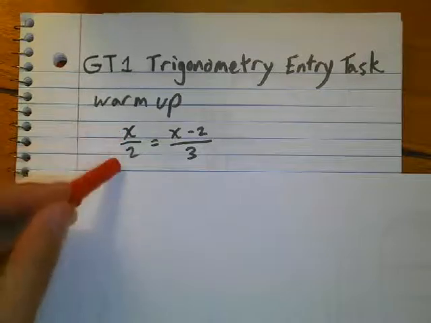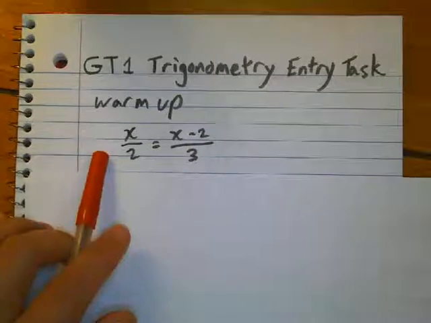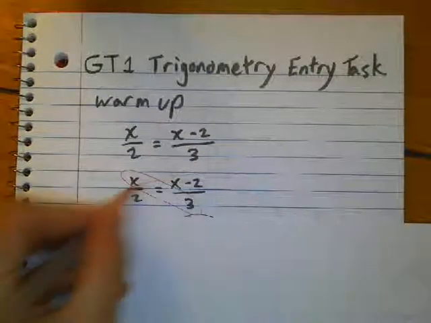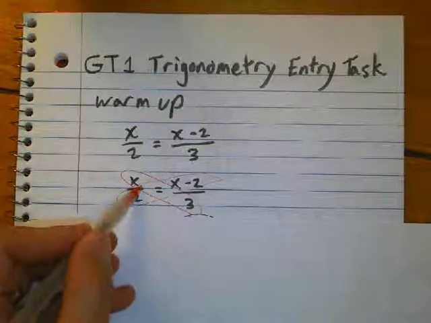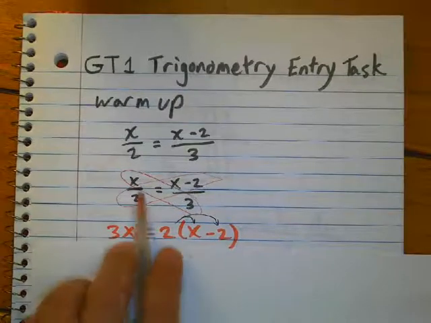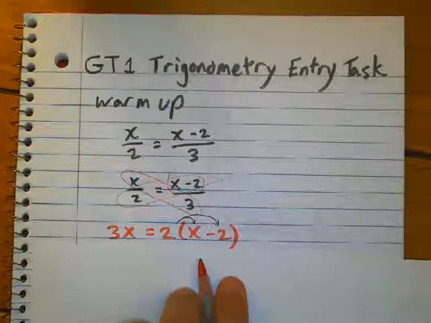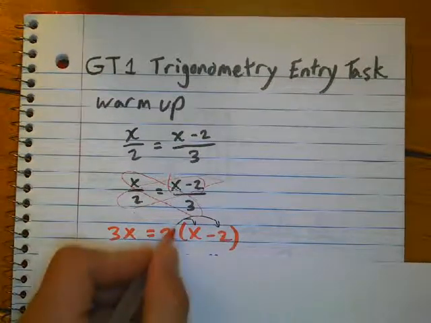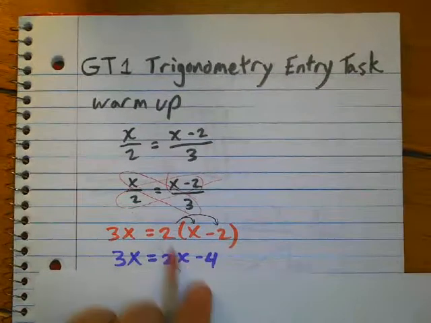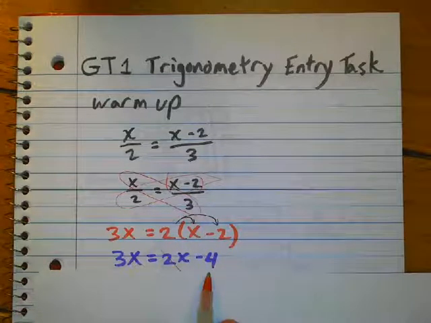So I've got x over 2 equals x minus 2 over 3. So the first step is we would cross multiply is one way we could do this, and we would get x times 3 equals 2 times x minus 2. If I'm multiplying 2 times all of this stuff, I need to put the x minus 2 in parentheses. Now, the first thing I'm going to do is distributive property with the 2, so 2 times x and 2 times negative 4. So 2 times x gives me 2x, 2 times negative 4 is going to give me negative 4 here.